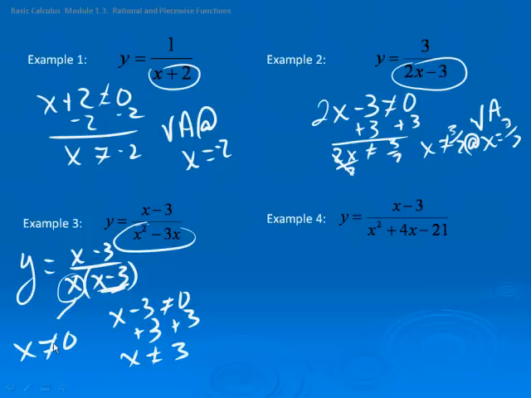So this one is going to be a vertical asymptote at x equals 0, and this one is going to be a hole at x equals 3.